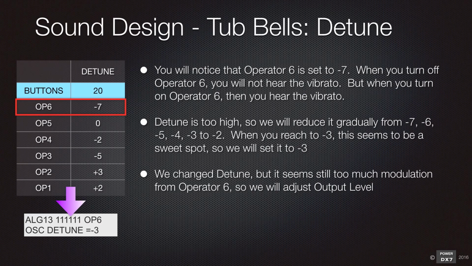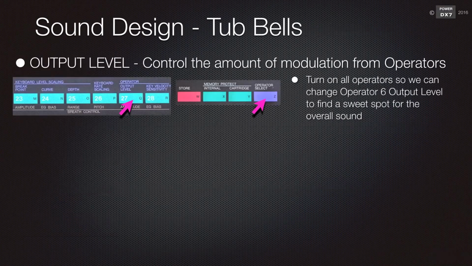Although we changed the tune, it seems there is still too much modulation from operator 6. So we will adjust output level. Turn on all operators so we can change operator 6 output level to find a sweet spot for the overall sound.